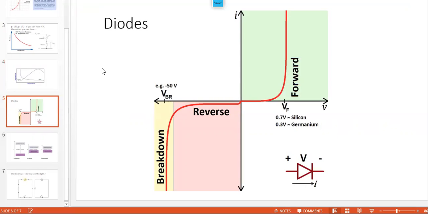Diodes, yet another non-ohmic component. So I'm just going through all different sorts of non-ohmic components: filament lamps, thermistors, now diodes. A diode, like a light emitting diode, an LED, right? You probably have heard of that before.